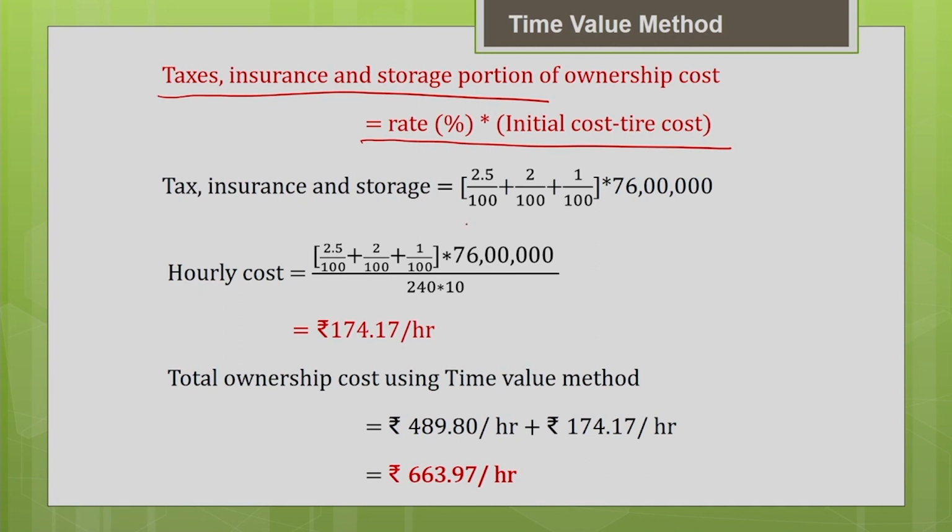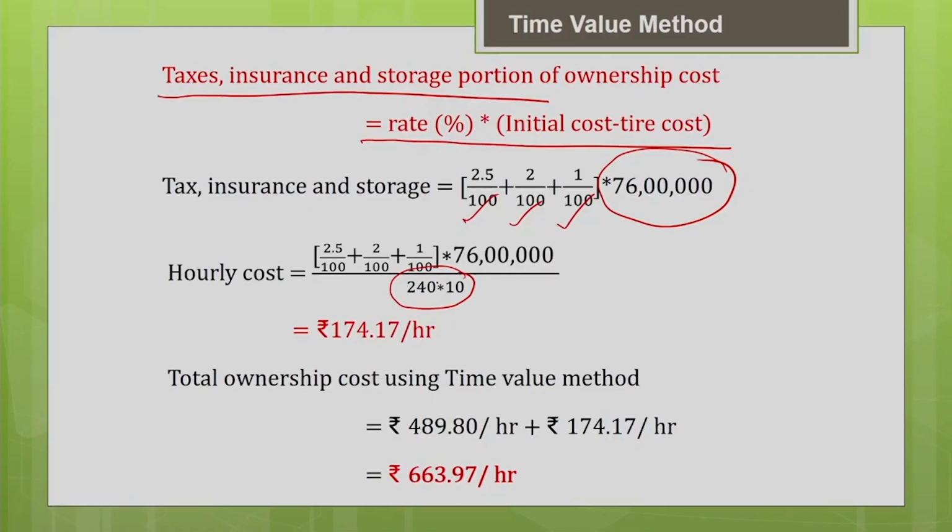So you add the tax component, insurance component and the storage percentage. Calculate the percentage of the initial cost minus tire cost, divided by the total hourly usage of the machine in a year. So that is divided by 2400. So you will get the hourly cost as rupees 174.17 per hour.